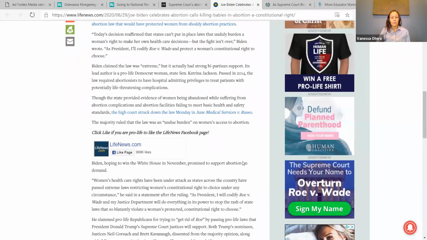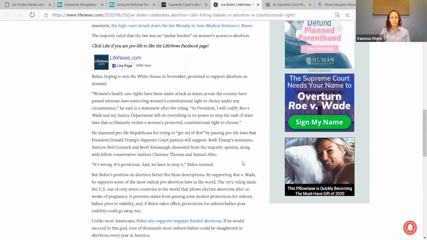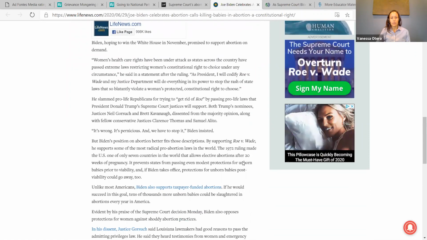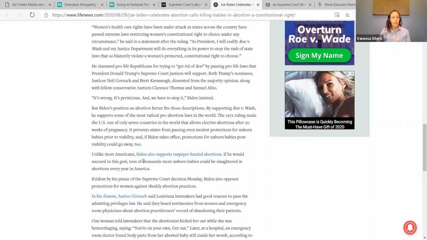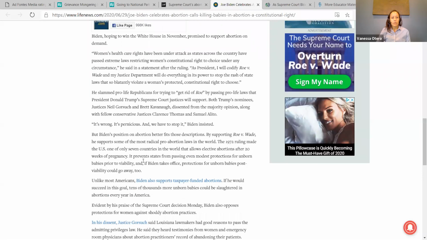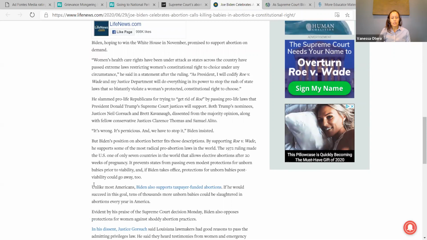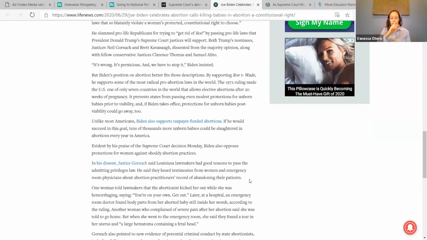Okay, I'm going to go down here to a section where they focus on Gorsuch's dissent. So it says, unlike most Americans, Biden also supports taxpayer-funded abortions. This is another link to Life News. If he would succeed in this goal, tens of thousands more unborn babies could be slaughtered in abortions every year in America. So, moving down to the dissent of Justice Gorsuch.